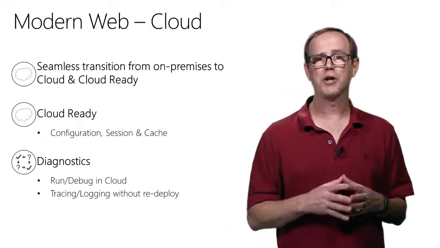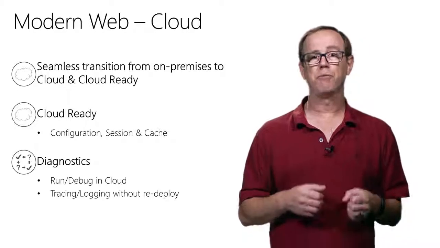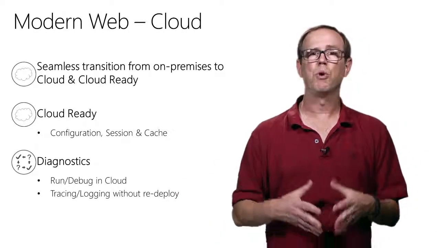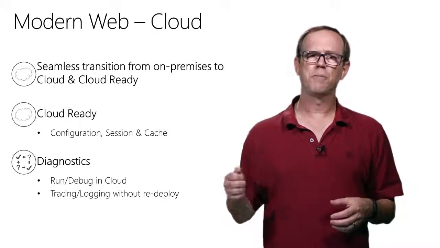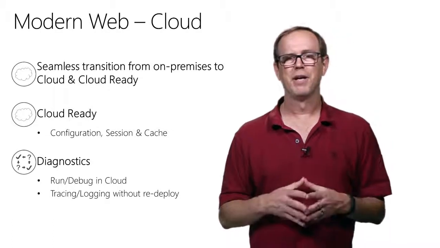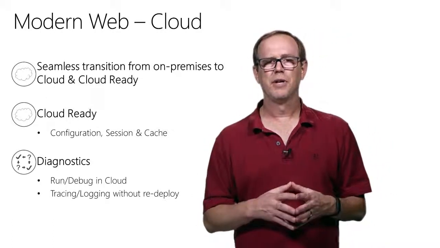And then finally is cache. Cache is something that today we have a different programming model on-premise or in the cloud. So we're going to fix that. So there's only one programming model, and no matter if you're running on-premise or in the cloud, you can use a cache and not have to change your code. And then finally is diagnostics.